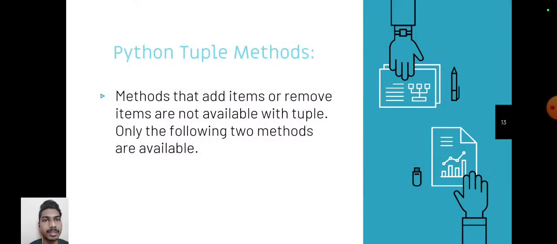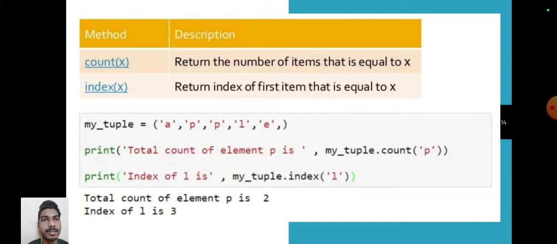So next one, Python tuple methods. Methods that add items or remove items are not available with the tuple. Only the following two methods are available. Let's see what those are. So first one is count(x) and another is index(x). Count(x) returns the number of items that are equal to x. Index(x) returns the index of the first item that is equal to x.